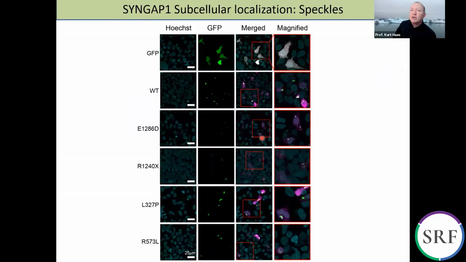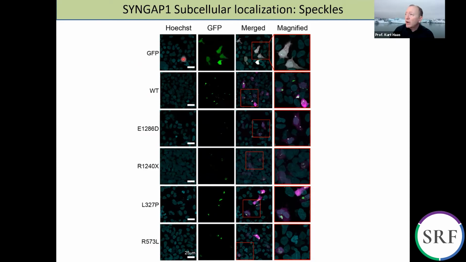I won't talk much about this next data set, but we've also looked at subcellular localization of SYNGAP1. Of course, SYNGAP1 is very important because it localizes to synapses. And one can make the argument, well, what's the utility of studying this in a non-neuronal system? We think the pathways are still intact, so that's important. But when we looked at subcellular localization, we also found a phenotype.